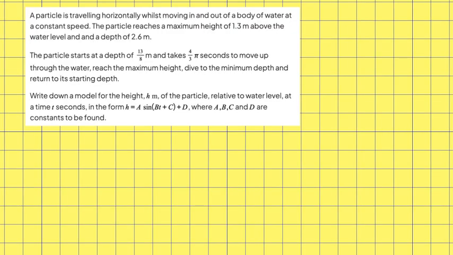Let's go through a typical real-life example. A particle is travelling horizontally while moving in and out of a body of water at a constant speed. The particle reaches a maximum height of 1.3 meters above the water level and a depth of 2.6 meters. The particle starts at a depth of 13/8 meters and takes 4/3 pi seconds to move up through the water, reach the maximum height, dive to the minimum depth, and return to its starting point.